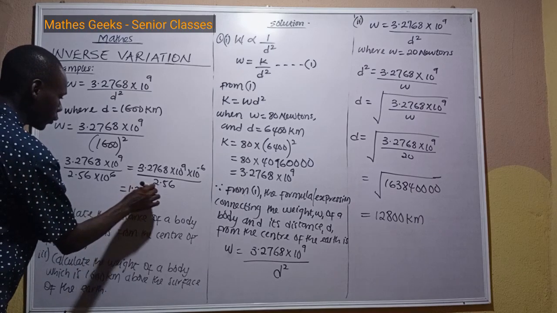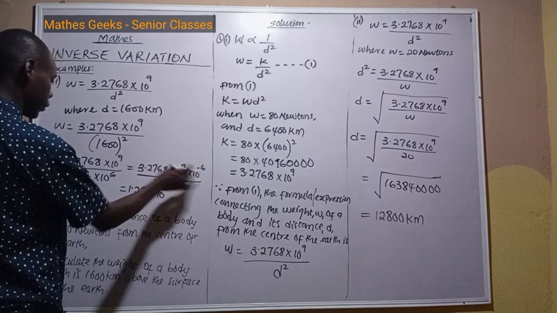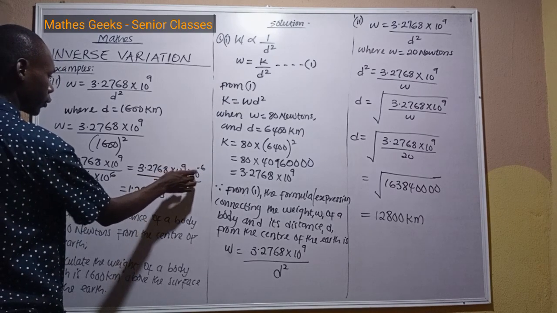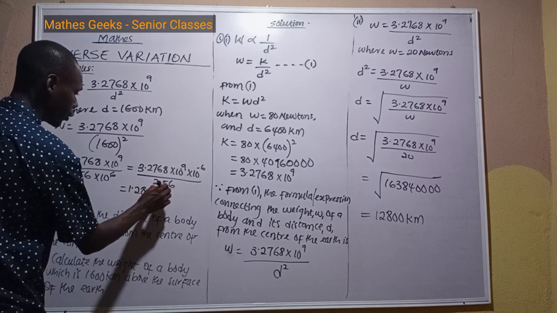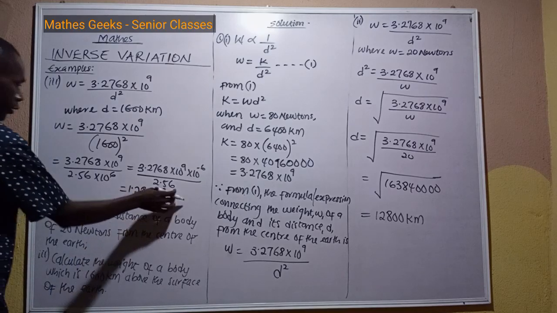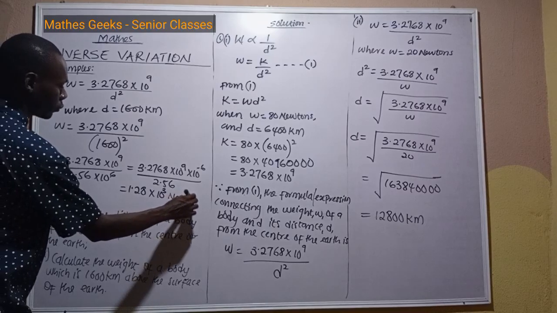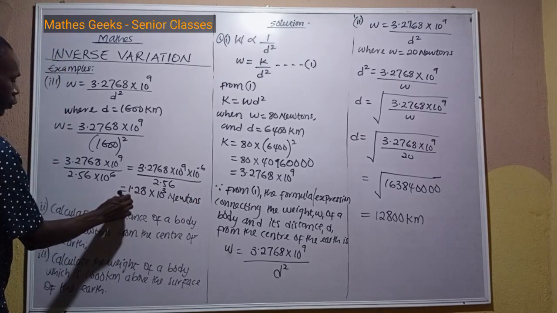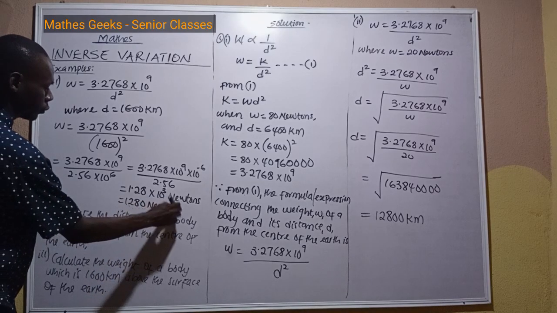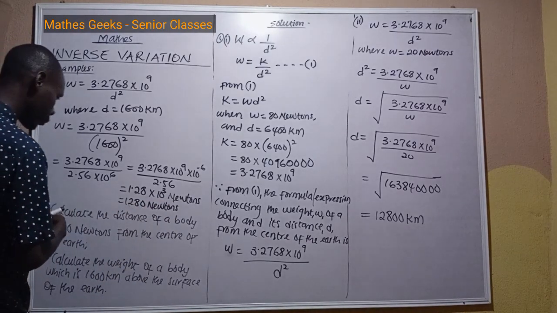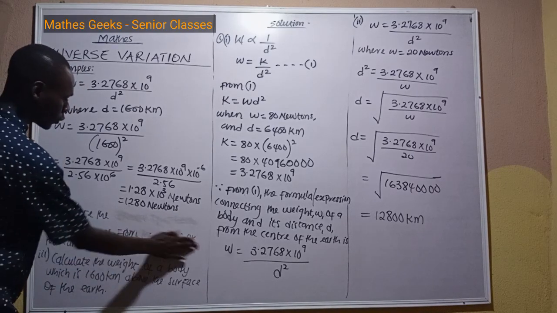1.28 times 10 raised to 9, since the bases are multiplied by each other, we're going to add the powers. So 9 plus minus 6 will give us 3. So let's convert this back: 1.28 times 10 to the power of 3 Newtons, or if you say 1,280 Newtons. That's the answer.